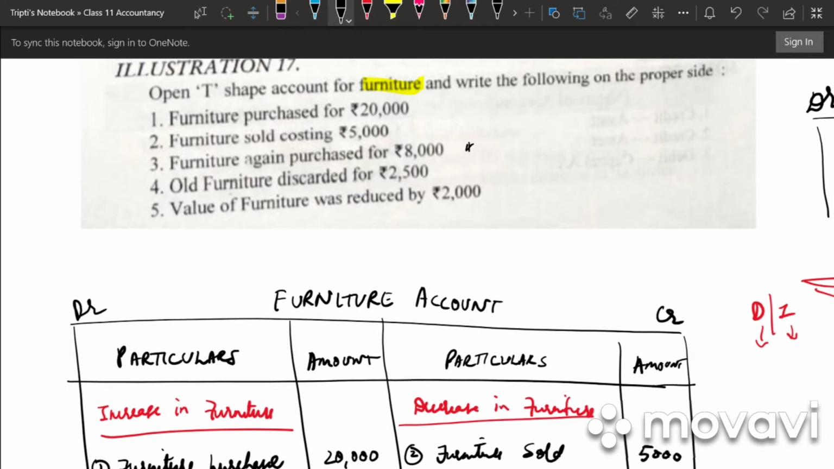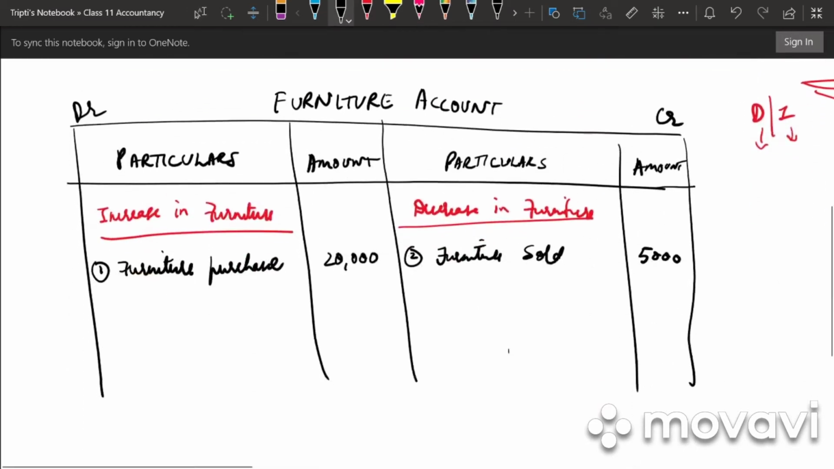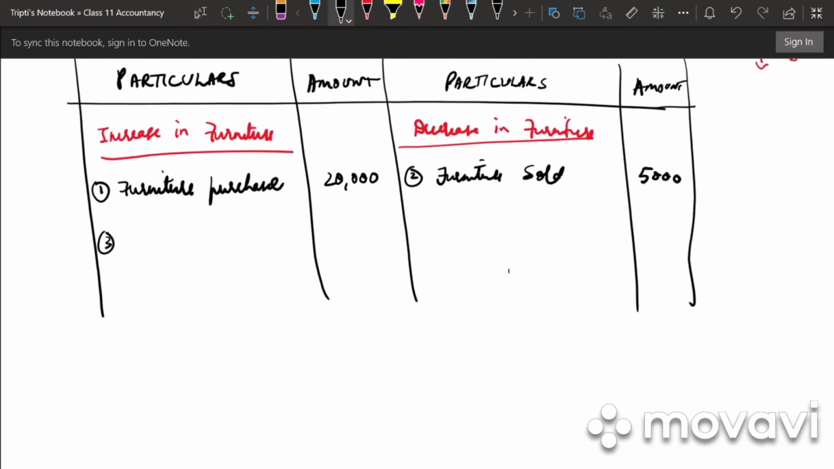Next, third we have furniture again purchased for 8,000. So again there is a purchase of furniture, which means there is an increase in furniture, which will be written on the debit side. That is furniture purchased 8,000.